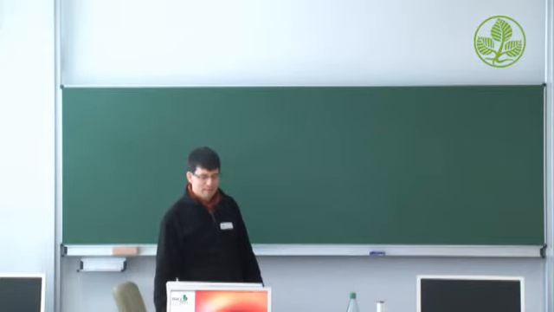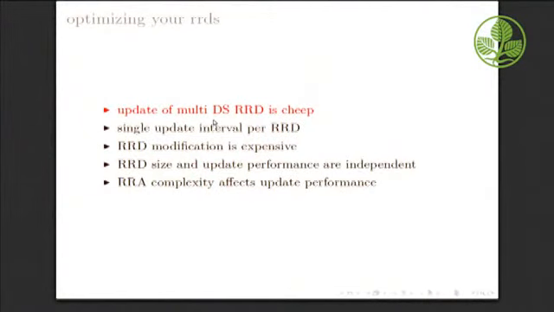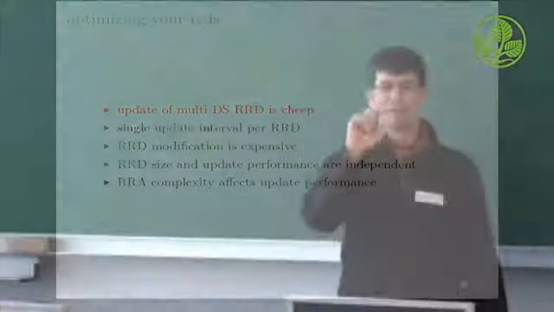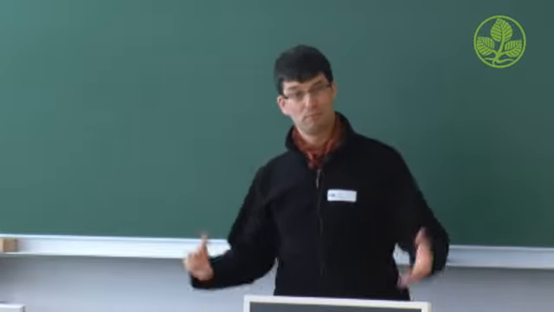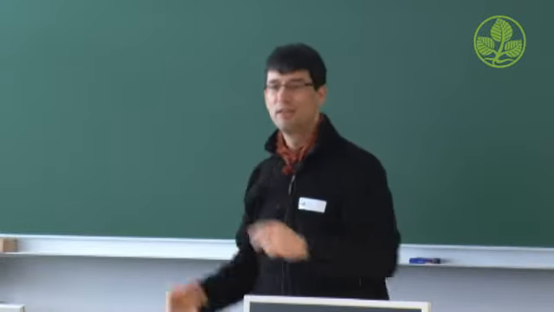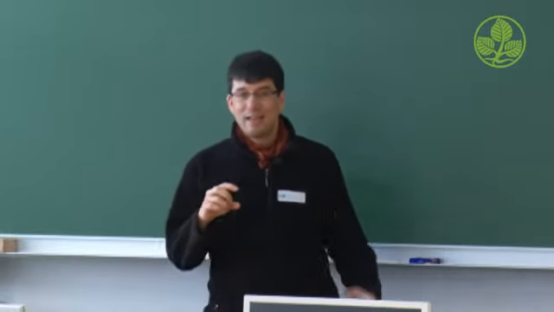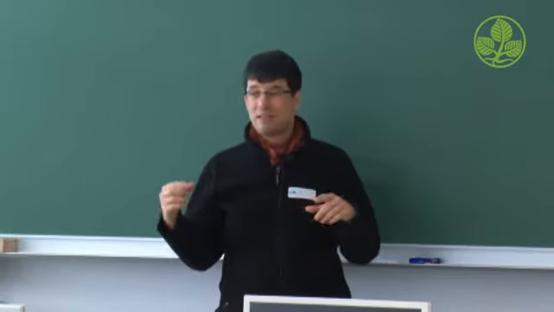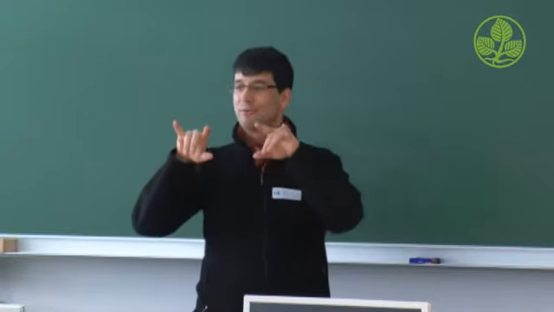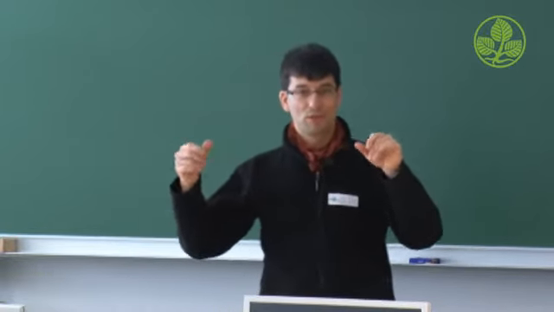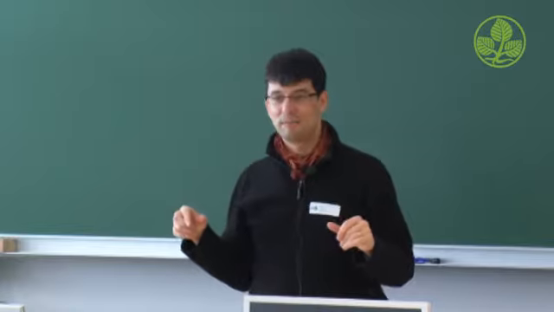One way of minimizing that is having multiple data sources in one round-robin database. So multiple columns in your database. Can be done, no problem. You can have multiple DS instructions when you create your database, and then RRDtool will store those next to each other. But if you do that, then on every update, you have to give RRDtool data for all those data sources which are stored in the same round-robin database.